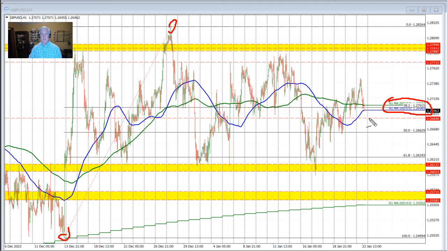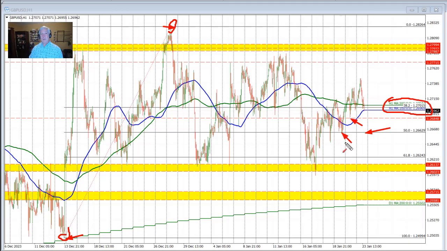So if we can gather momentum to the downside, we'll look toward the low price from yesterday's trade as the next target, and then we'll look toward the 50% midpoint of that same move up from this low right here to this high right here. And if we get below that level, it opens the door for further downside momentum.